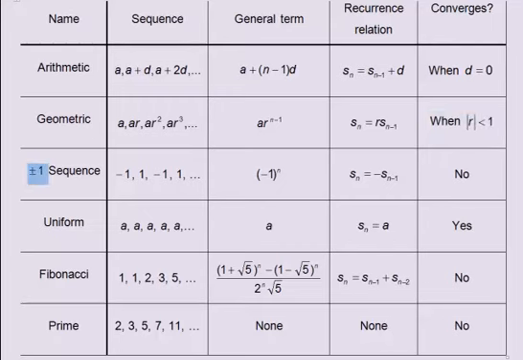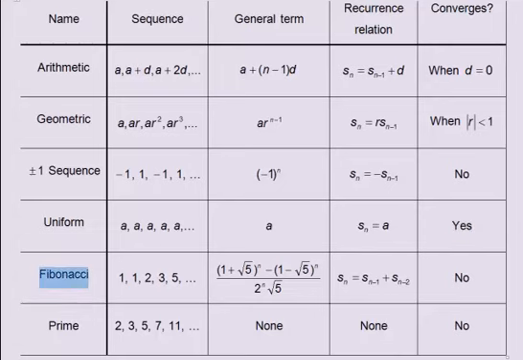The plus or minus 1 sequence. Sequence, minus 1, 1, minus 1, 1, and so on. General term, minus 1 to the power n. Recurrence relation, Sn equals minus Sn minus 1. Converges? No. Uniform sequence. Sequence A, A, and so on. General term, A. Recurrence relation, Sn equals A. Converges? Yes.